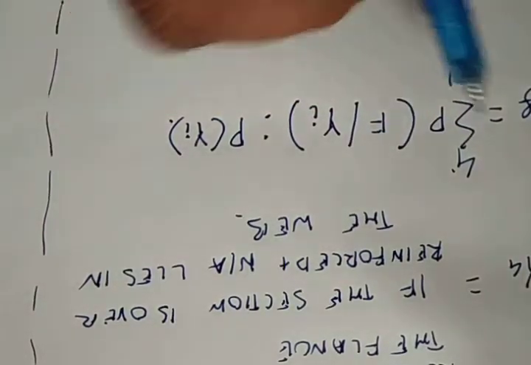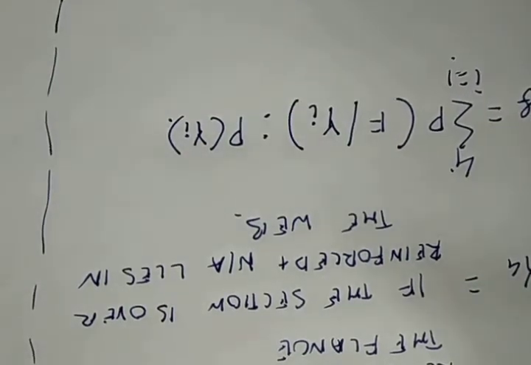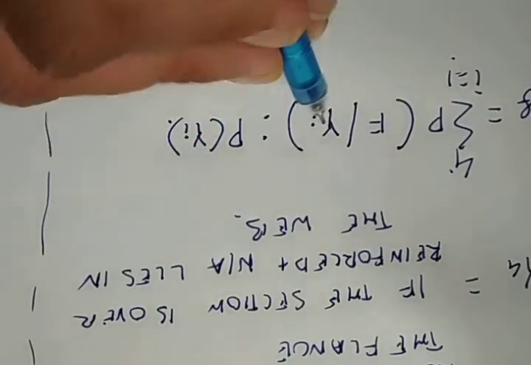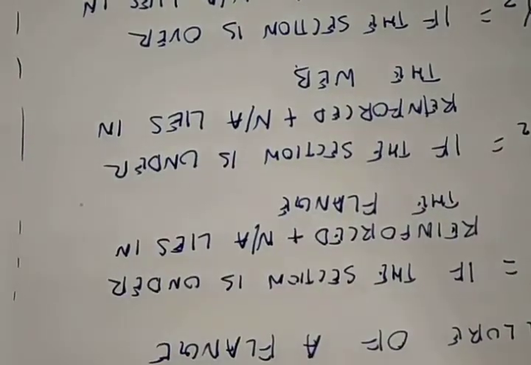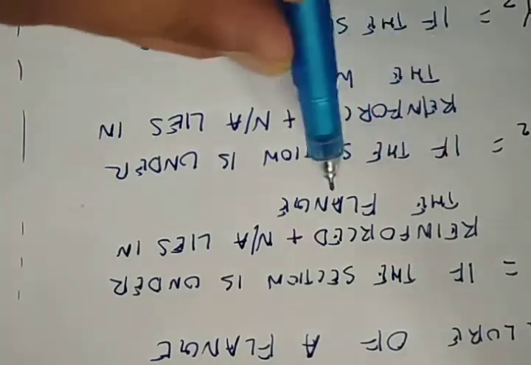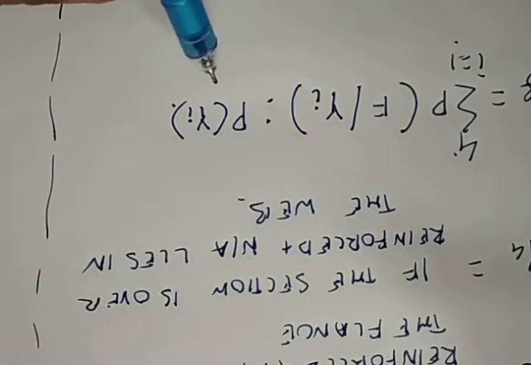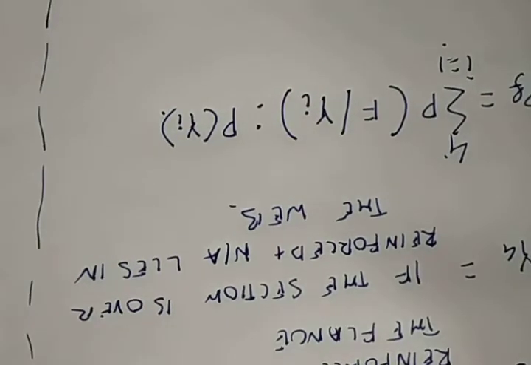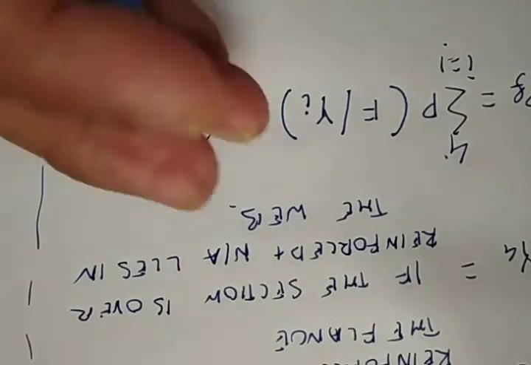Now, how am I going to find the probability of failure? First and foremost, one of the conditions has to occur. Let's go back to y1 a little bit. y1 is if the section is under reinforced and the neutral axis lies in the flange. Let us assume you have a section that is under reinforced and the neutral axis also lies in the flange, but that does not guarantee that your section is going to fail. There will be a probability of failure when certain criteria are met.